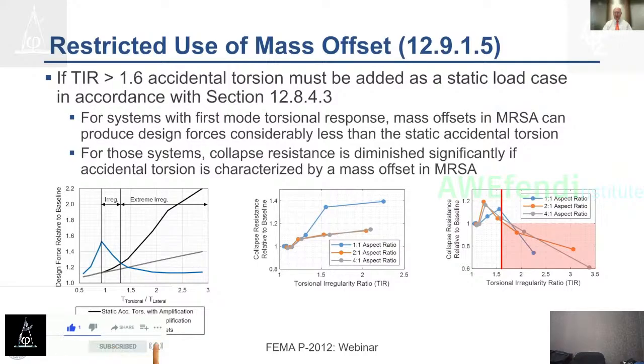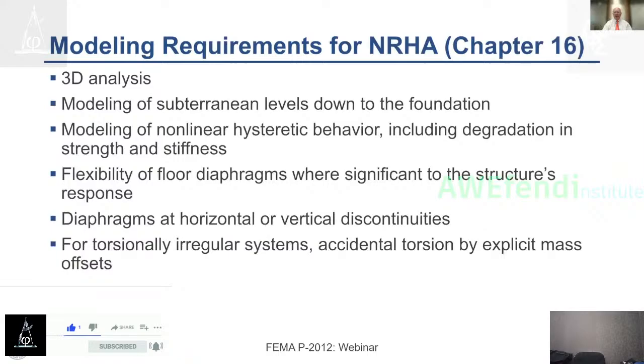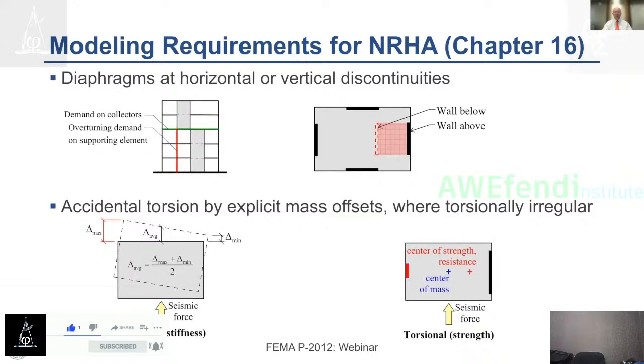You could do that explicitly in a modal analysis by moving the mass around and performing additional modal response spectrum analyses. That sounds like it's more precise. But in fact, what we find, and it wasn't just this project, past projects have found it as well, is that for some highly irregular torsionally sensitive systems, that method can actually de-amplify the torsional demand and produce collapse potential. So there are some limits that say you actually have to use a static characterization of accidental torsion in some instances. And I won't go through all of the detailed modeling requirements for nonlinear response history analysis. They're in chapter 16, but for time, we'll move on to our next poll question.